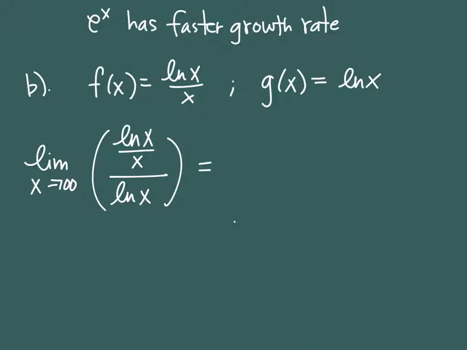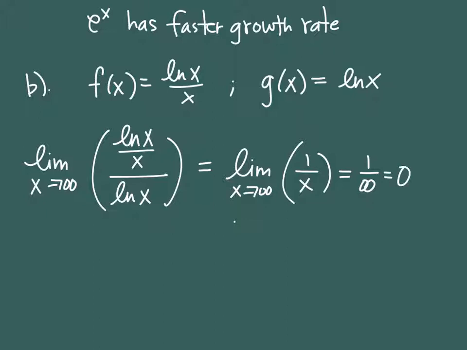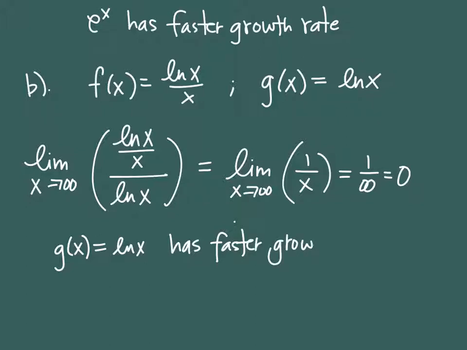All right, so we can clearly reduce that, and so what's left when I reduce the two natural logs? I get 1 over x, which is 1 over infinity, which is defined as 0. And so because I got the result of 0, which one of the two functions is growing faster? Yep. Okay, so g of x equals ln of x has the faster growth rate.